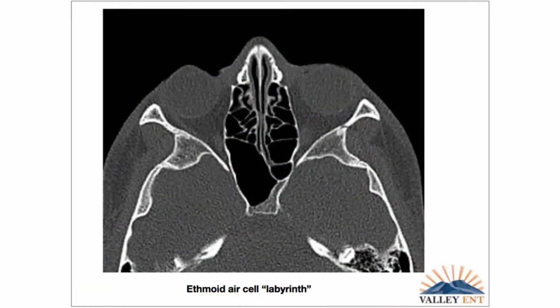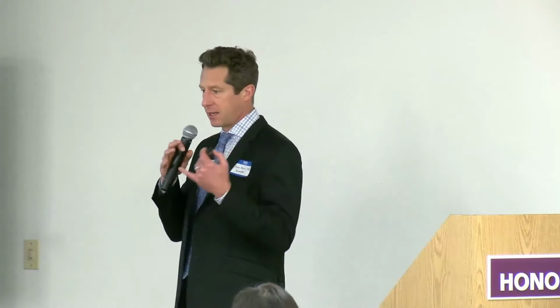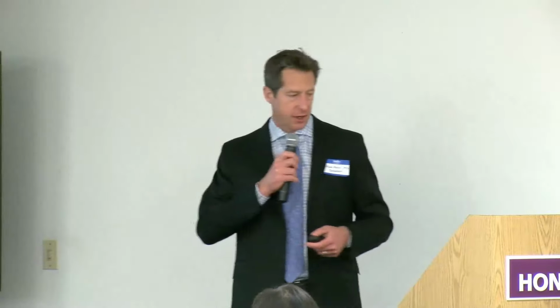I put this picture up here. This is an axial CT scan through the ethmoid sinuses. And the ethmoid sinuses aren't just a big open empty cavity. They're actually a labyrinth with multiple little bony partitions. And sometimes those little bony partitions can create obstruction. And the ethmoid air cells can be a bottleneck area of obstruction for the more upstream areas like the frontal and maxillary sinuses.